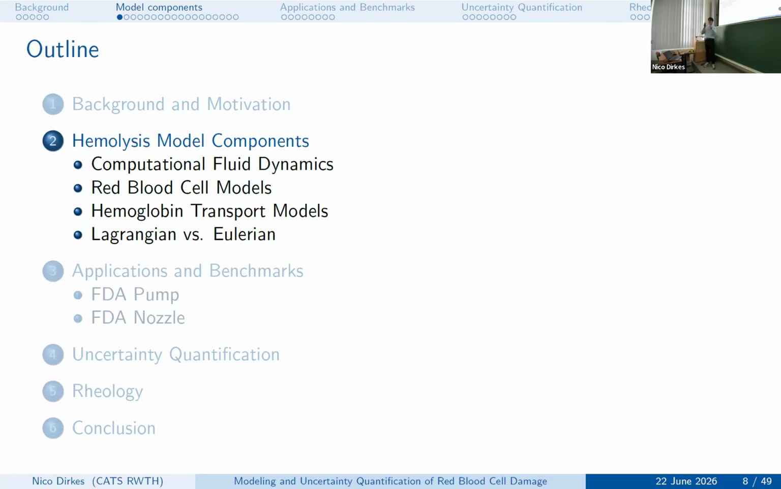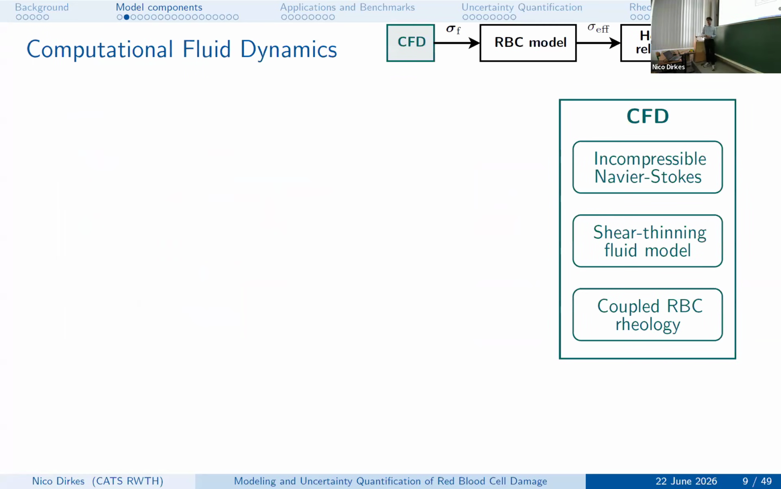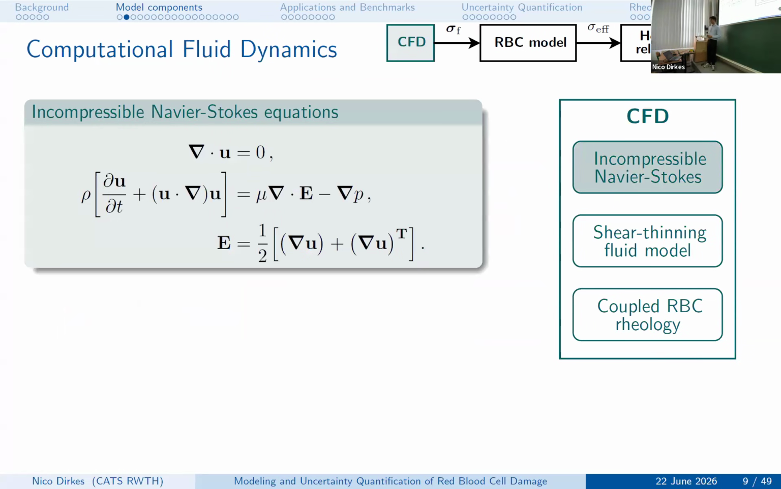Okay, so let's go through these 3 stages that I outlined here: CFD, red blood cell model, and hemoglobin release model. First, CFD. As I said, for now, I will just focus on the simplest case, which is Newtonian incompressible Navier-Stokes equations. In this context here, I also want to highlight this rate of strain tensor E, which will play a role later, which is basically just the symmetric part of the velocity gradient.